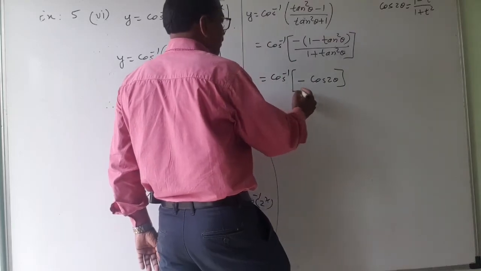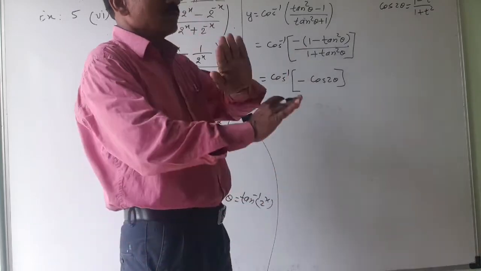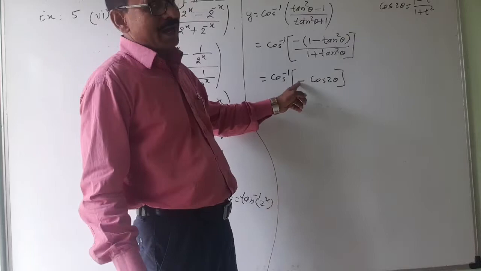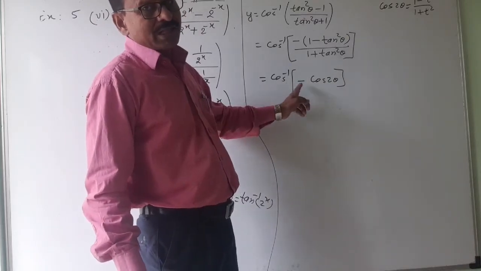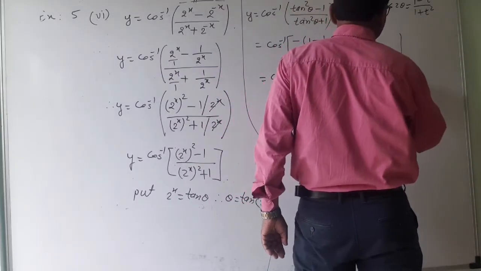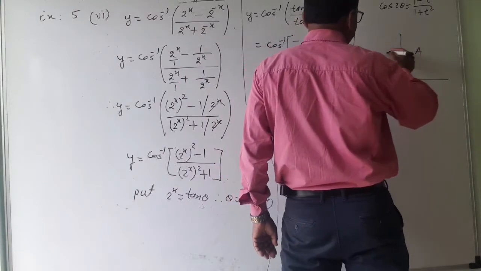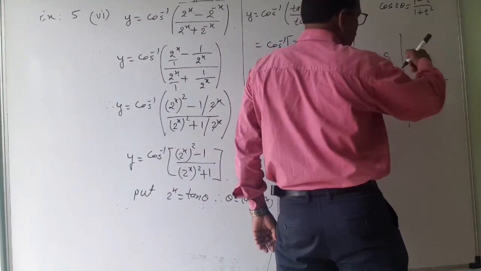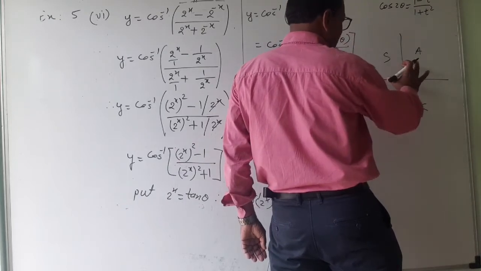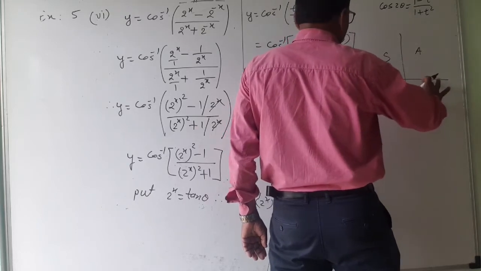Now again a problem. Can I cut this cos inverse and cos? No, I cannot cut it, because here it is something else. There should be nothing like this. Then what to do? I will use some trigonometric relations. Here I know, All Students Take Coffee, means all the trigonometric ratios in the first quadrant are positive. This is the second quadrant, only sine is positive. Here tan is positive and here only cos is positive.